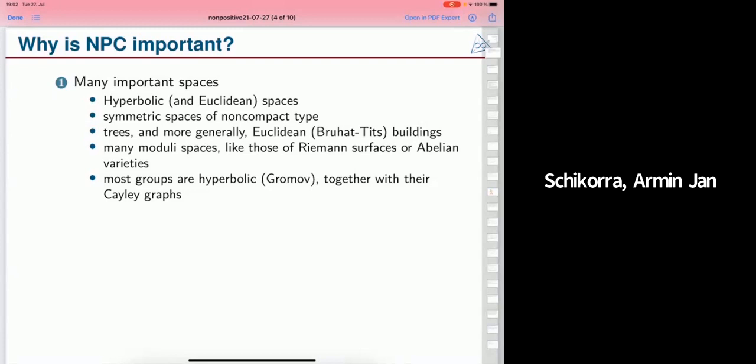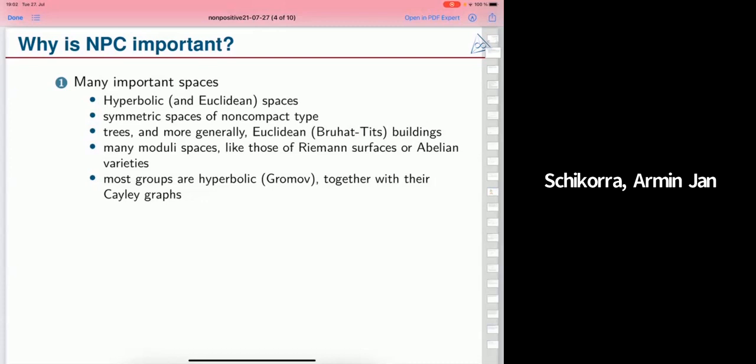Then many moduli spaces that occur, for instance, in algebraic geometry can be equipped with a Riemannian metric that makes them non-positively curved. For instance, you have the moduli space of Riemann surfaces. You have the moduli space of abelian varieties, which in fact happens to be a symmetric space of non-compact type.